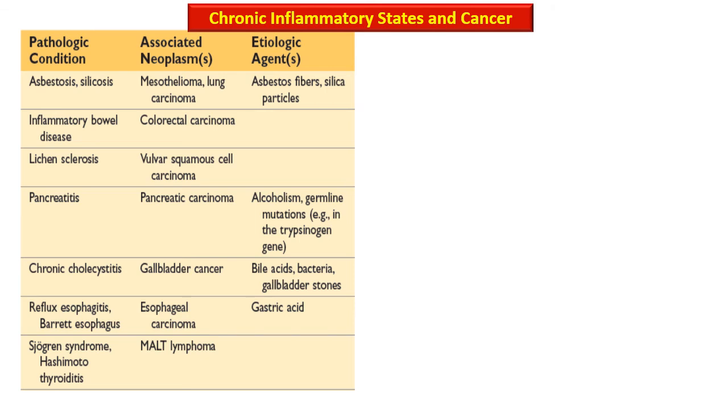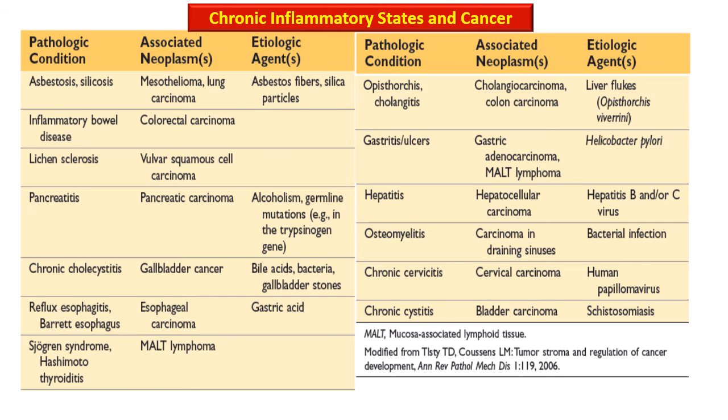The gastric acids produce reflux esophagitis and Barrett's esophagus. This Barrett's esophagus can be a fertile soil for the development of esophageal carcinoma. Sjogren's syndrome and Hashimoto thyroiditis, which have an autoimmune etiology, are also associated with MALT lymphoma, or mucosa associated lymphoid tissue lymphomas. Similarly, liver flukes, Opisthorchis viverrini, are associated with cholangiocarcinoma and colon carcinoma, and the pathologic condition is termed opisthorchiasis cholangitis.